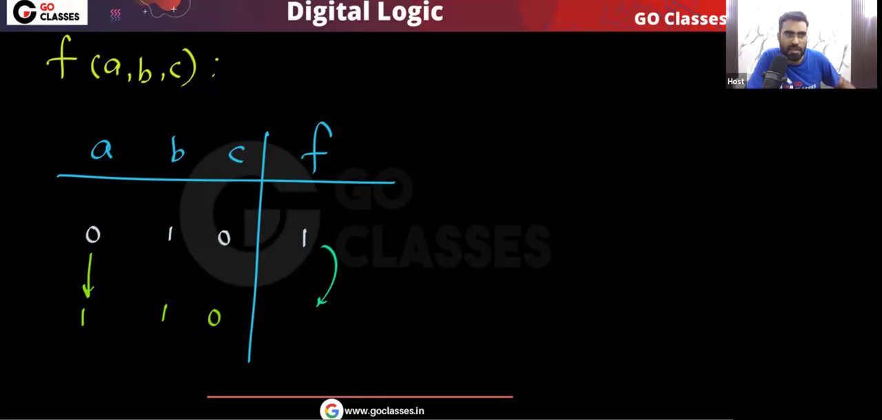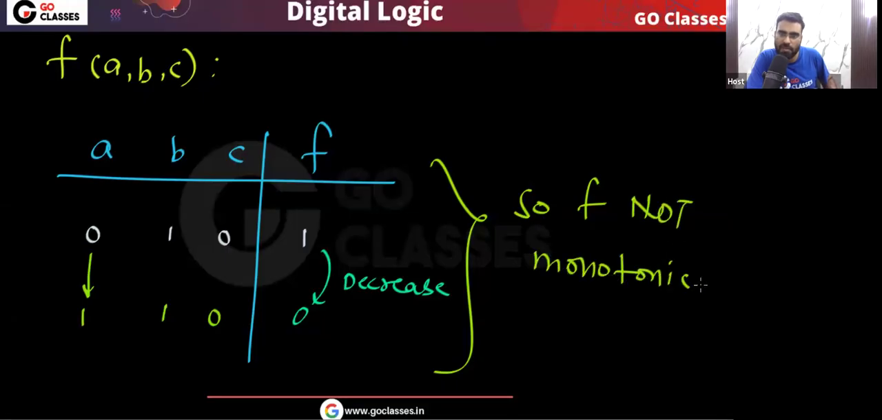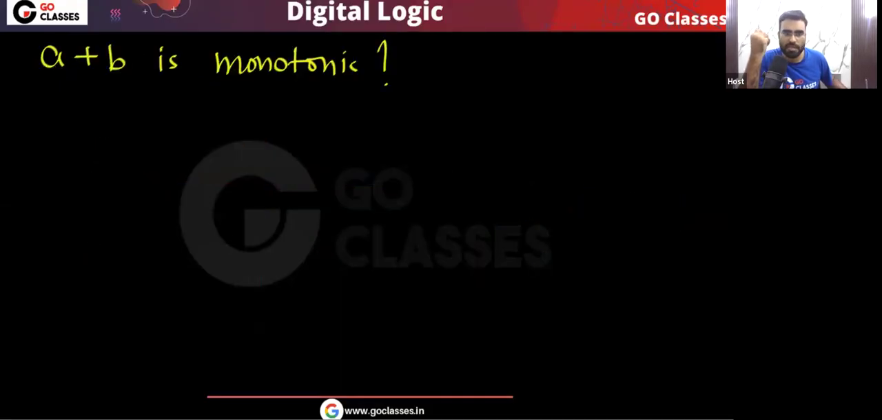Here, if you have 0, then this is not monotonic. Decrease happening, yes or no? This is a decrease. So f is not monotonic. Is this clear? The definition is actually very simple. If you are changing a single variable from 0 to 1, then the function value must not decrease. Is this clear? Please tell me.